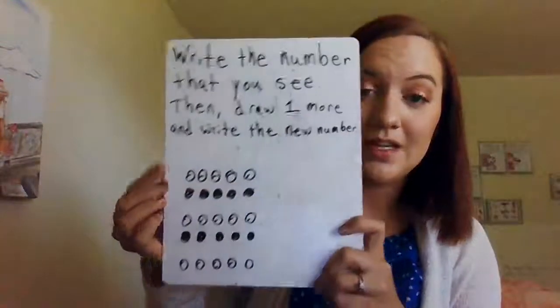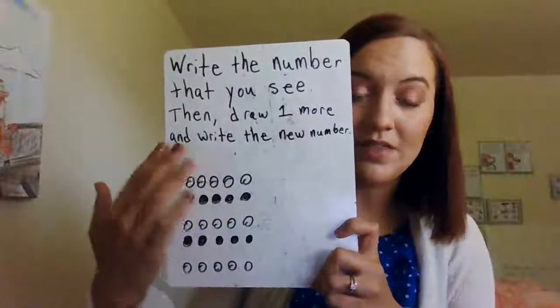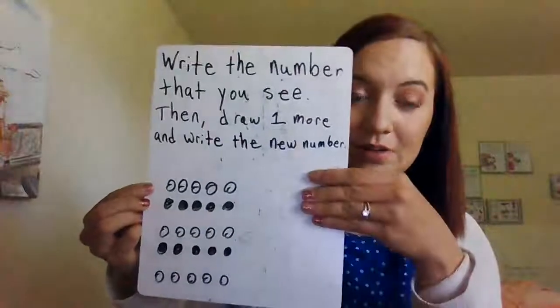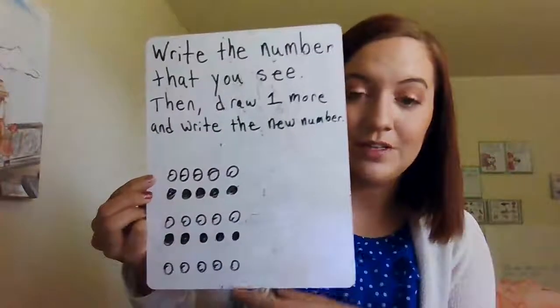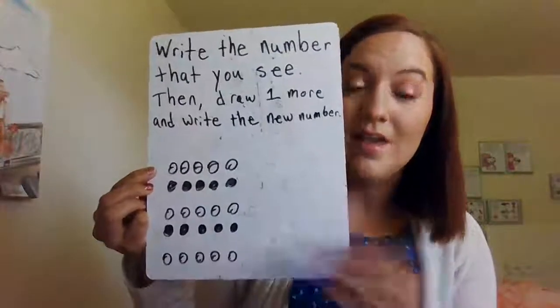This next math question might be kind of tricky, but I think you guys can do it. And I'm going to give you some hints for how to make this easy. You're going to count up all of these dots and write the number that you see. So you can write the number up here that you see. Then you're going to draw one more and then write the new number.